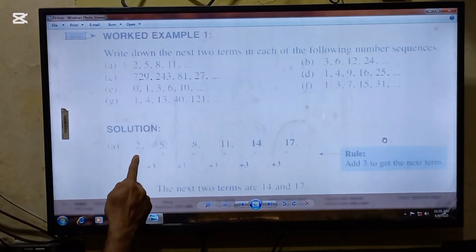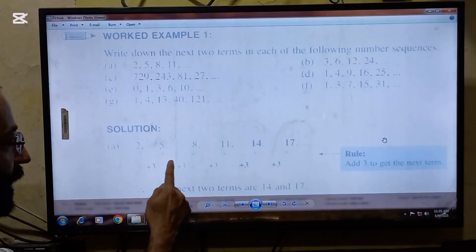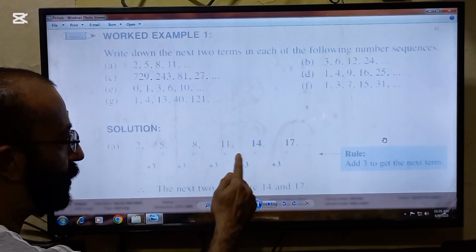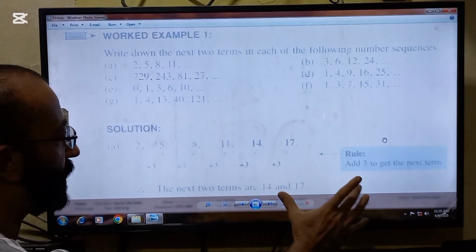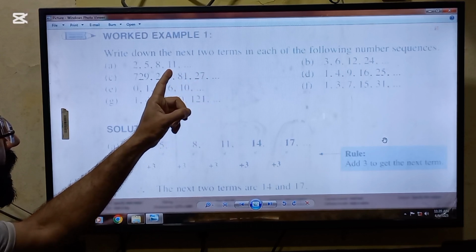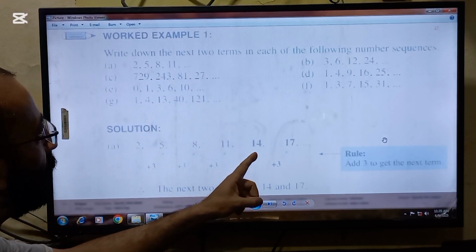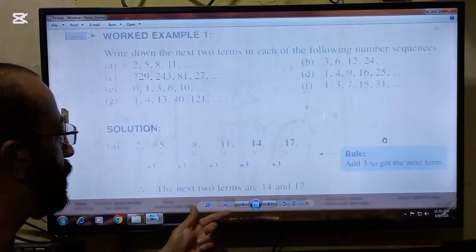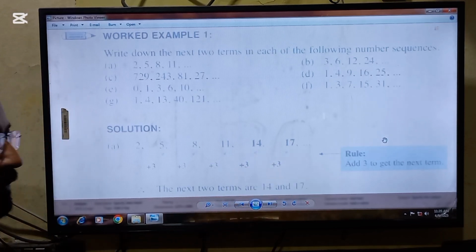For example, in 2, when we add 3, we will get 5. Again add 3, get 8. Again add 3, and so on. So plus 3 is the rule. So the requirement is to find the next two terms. So from here 11 plus 3 will make 14 and 14 plus 3 will make 17. So these are the two next terms.